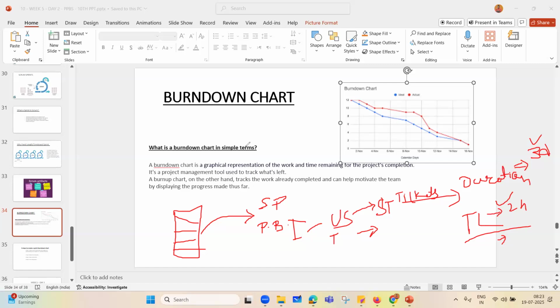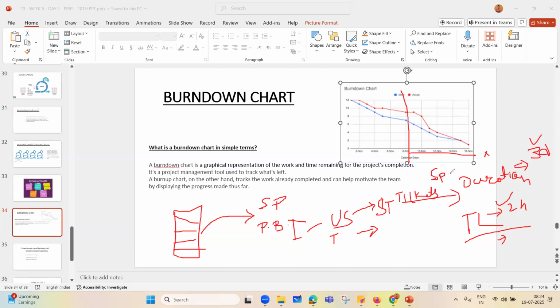So initially, when you add the burn down chart as a widget, it gives you two axes. Of course, every chart will have two axes, the X axis and the Y axis. You see it here on the graph. The X axis will define the sprint.